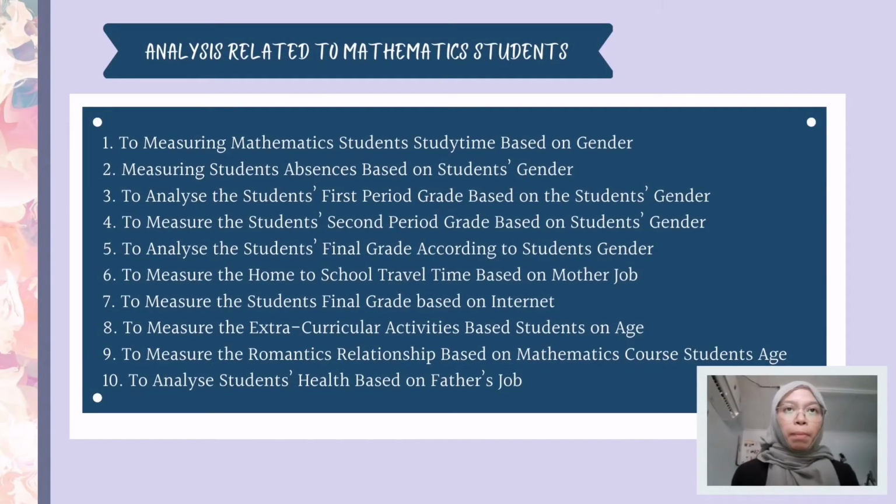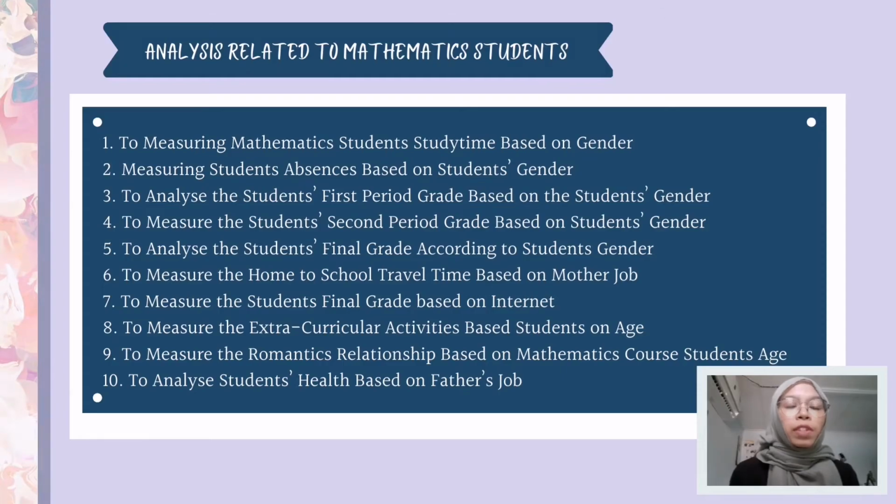So the analysis we made related to mathematics students is: to measure mathematics students' study time based on gender, to measure students' absence based on gender, to analyze the students' first period grade based on gender, to measure the students' second period grade based on gender, to analyze the students' final grade according to gender, to measure the home to school travel time based on mother's job, to measure the students' final grade based on internet, to measure the extracurricular activity based on student age, to measure the romantic relationship based on mathematics course student age, to analyze student health based on father's job.